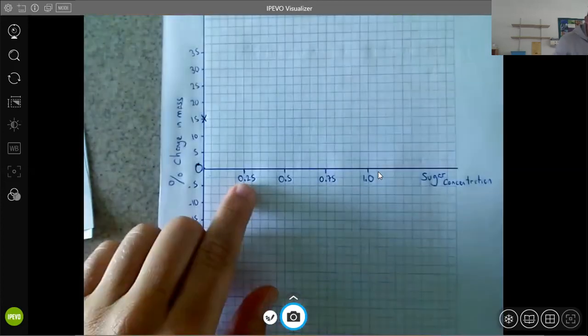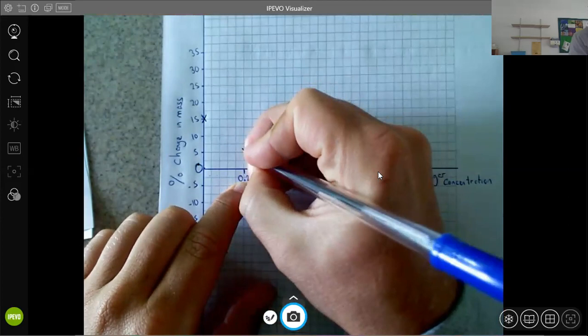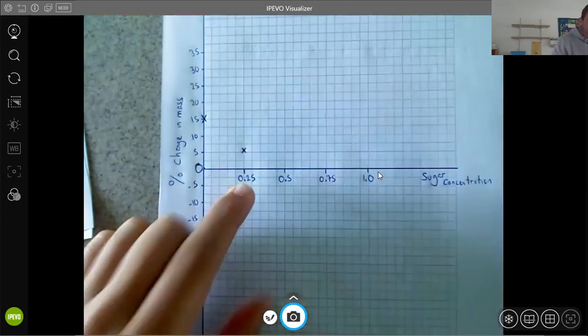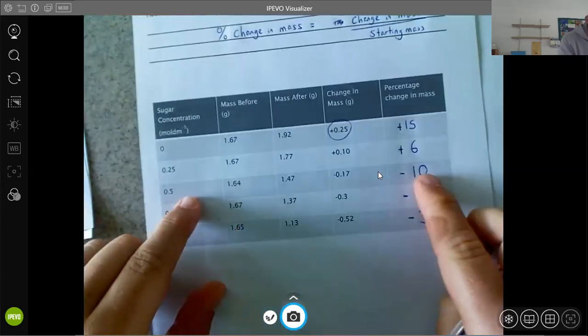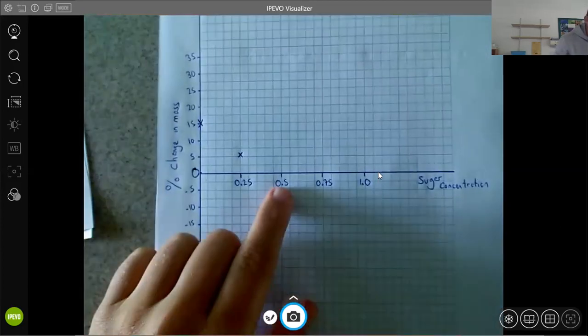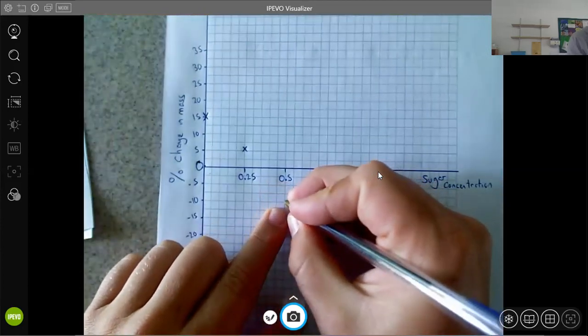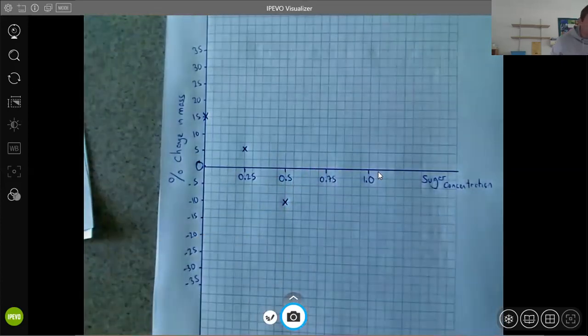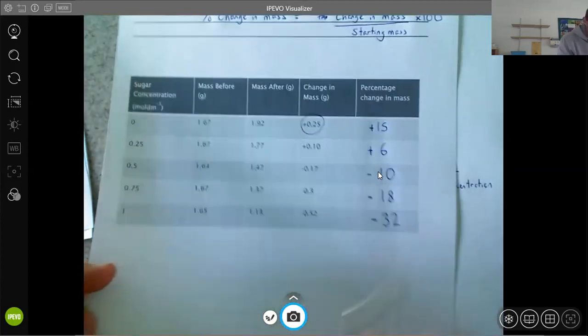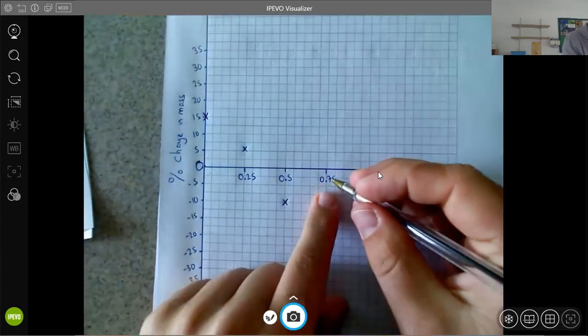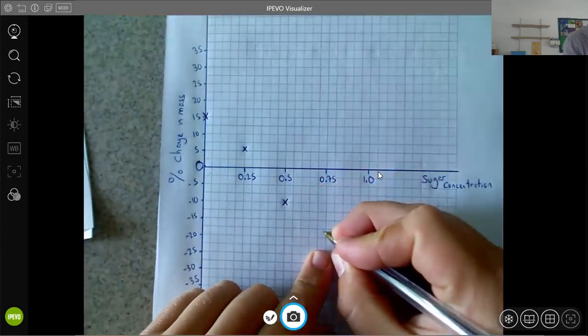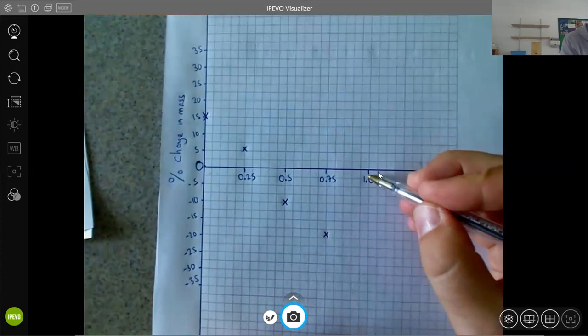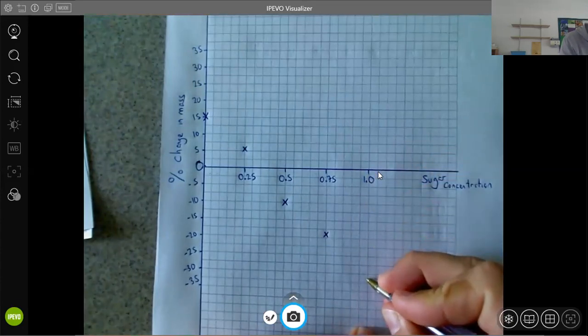So 0.25, plus 6. 0.5, minus 10. 0.5 minus 10 is here. So you'll notice the crosses are now below the x-axis. 0.75 minus 18. So 0.75 minus 18. And then finally, 1 is minus 32. So 1, minus 32. It's just there, isn't it?